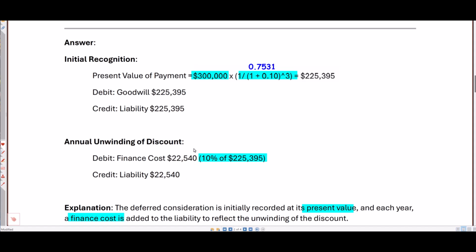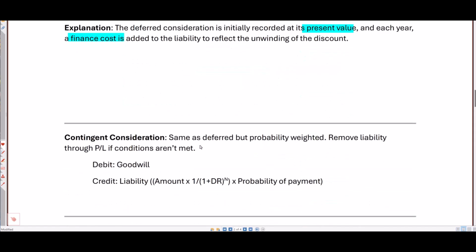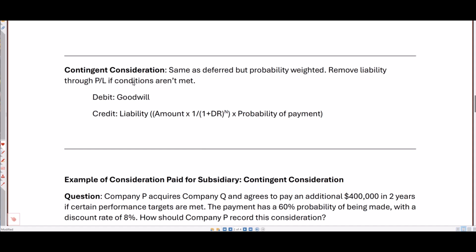Now, just before we finish, there's one more type of consideration, which is contingent consideration. The treatment is the same as deferred, but probability weighted. So what does that actually mean? Well, contingent consideration means it might be paid in the future. Now, it's not certain.